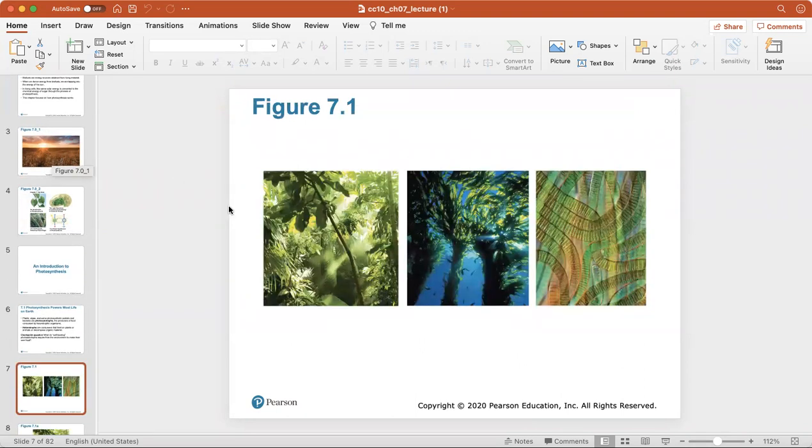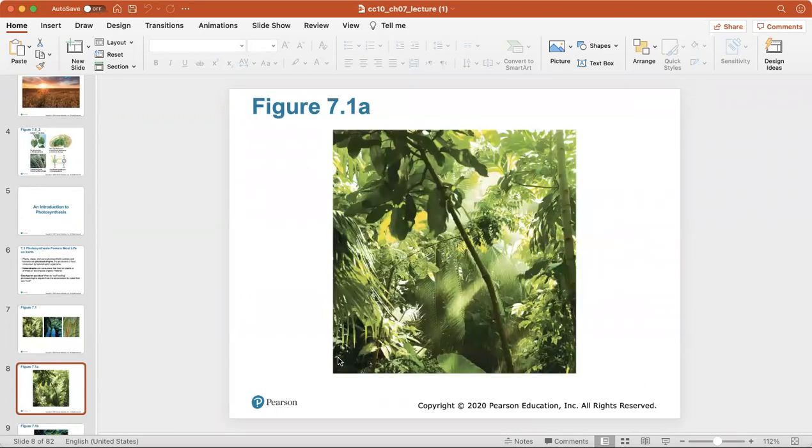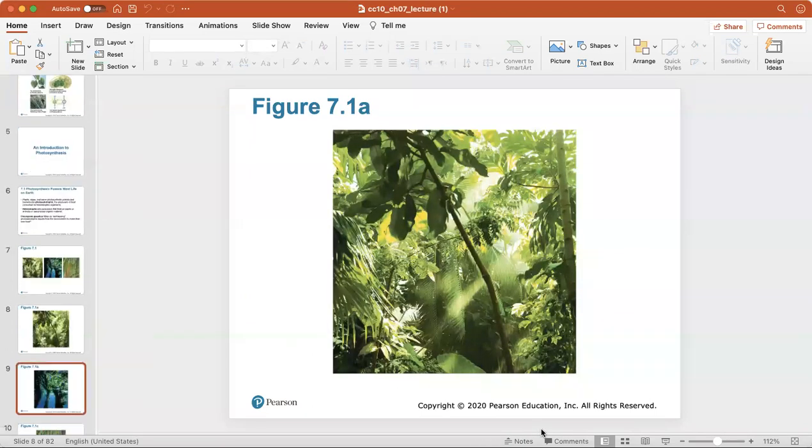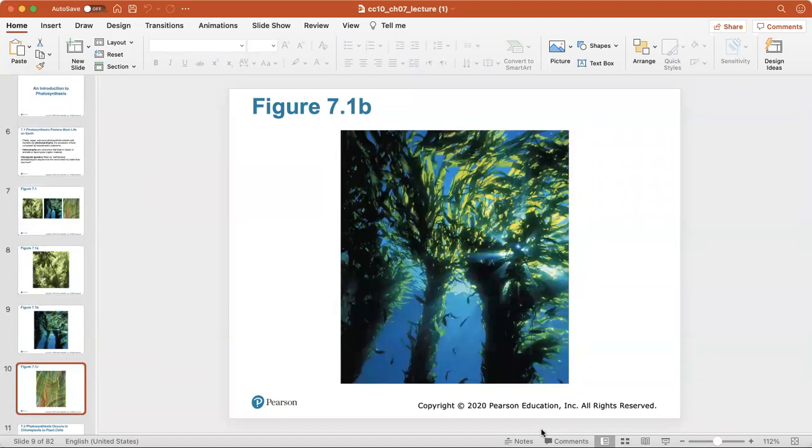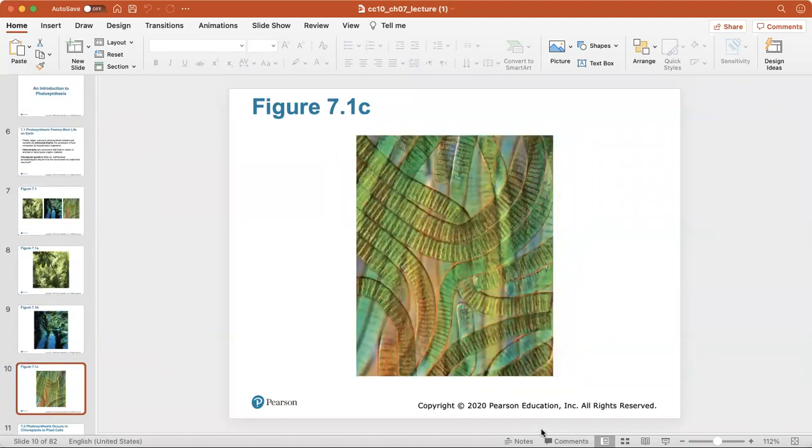So here's just a look at different types of plants that are using photosynthesis, energy from the sun, as well as carbon dioxide to create their plant material, which is what other animals will feed on. So here's one example of some ferns, some sea kelp in the oceans, and then some protists.